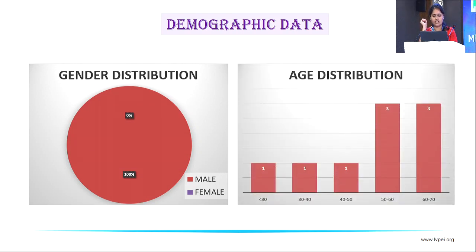And the age distribution, most of the patients, that is 6, were above 50 years of age group, 3 in 50 to 60 and 3 among 60 to 70 age group, whereas 1 each of less than 30, 30 to 40 and 40 to 50.